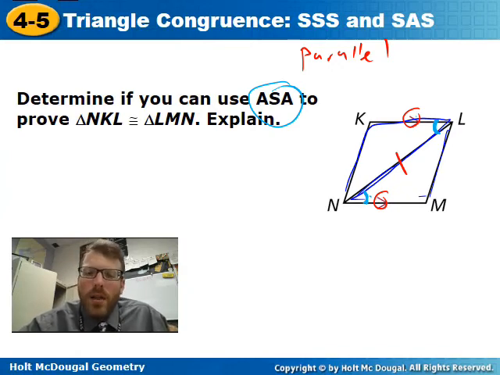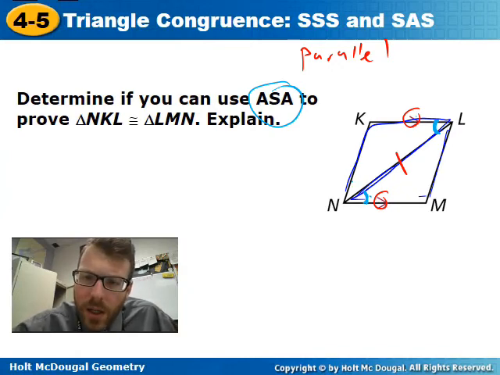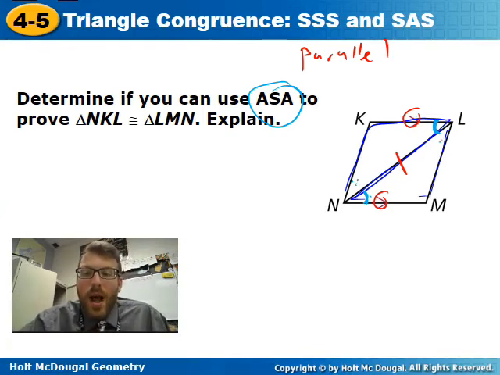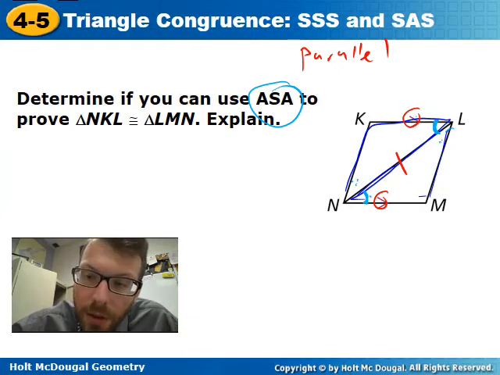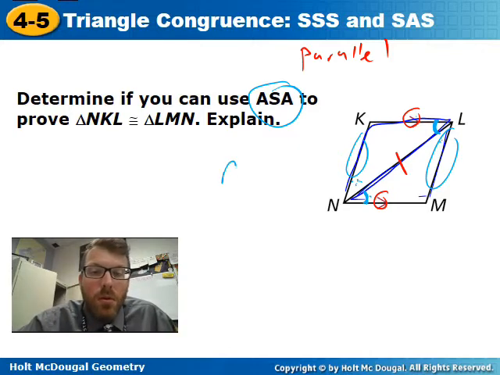You may say, well, wait, Hosteller, isn't this congruent to this? The answer is no, it's not. I don't know if these two lines are parallel, so I cannot show that this angle is congruent to this angle. So this is no.